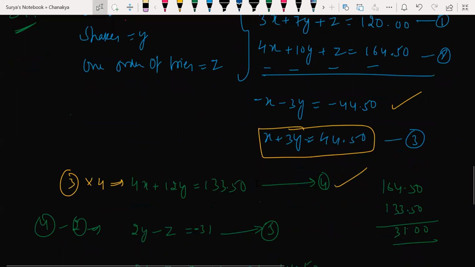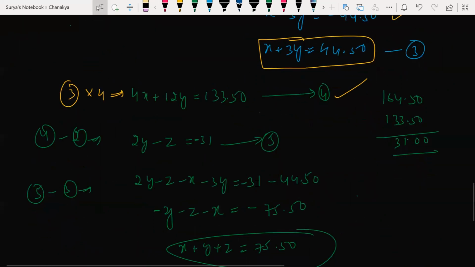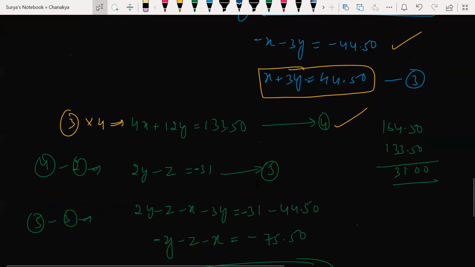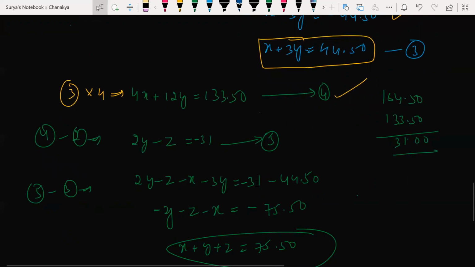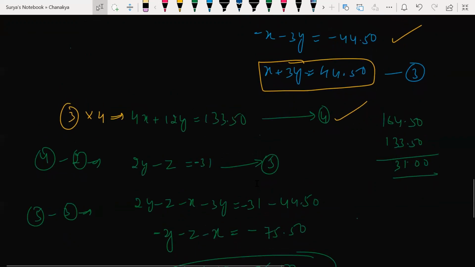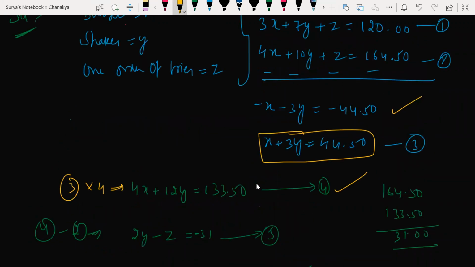When we subtract the given two equations, we get x plus 3y equal to 44.5. And then after that, we multiply the x plus 3y by 3. So then we get 3x plus 9y equal to 133.5, sir. After that, we take the 4x plus 10y plus z equal to 164.5, and then subtract the 3x plus 9y from it.